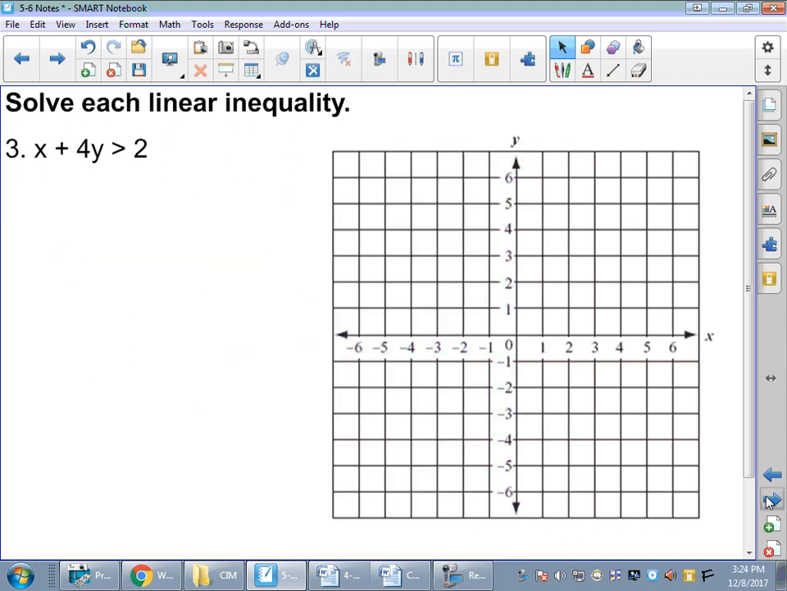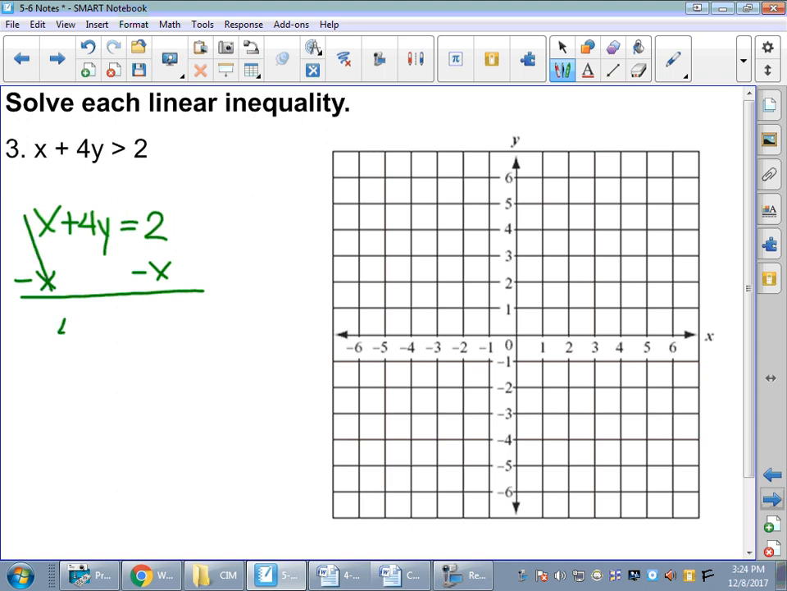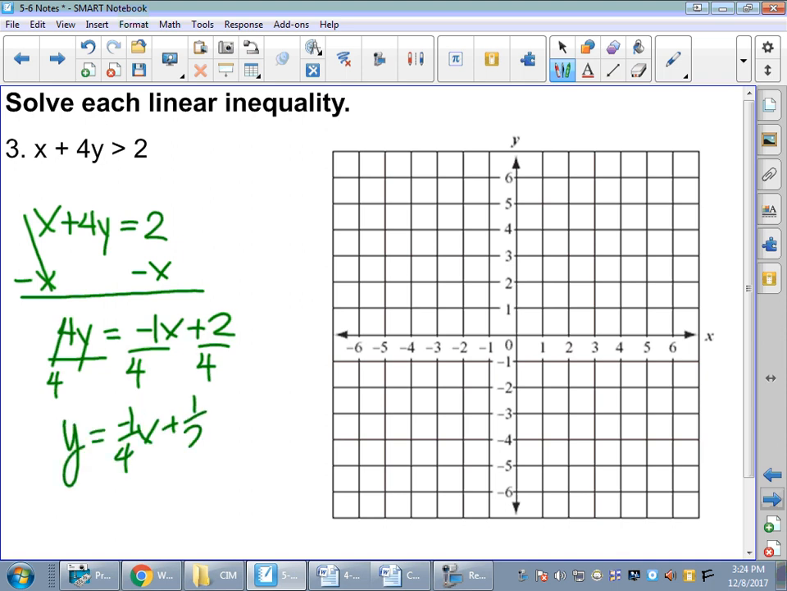I'll try another graph here. x plus 4y greater than 2. So the very first thing we need to do is write it as an equation. x plus 4y is equal to 2. This is in standard form, and I don't like to graph when things are in standard form. So we need to get it in slope-intercept form. So I subtracted x. 4y is equal to negative 1x plus 2. We're going to divide both sides by 4. By doing so, I get y is equal to negative 1/4 x plus a half.